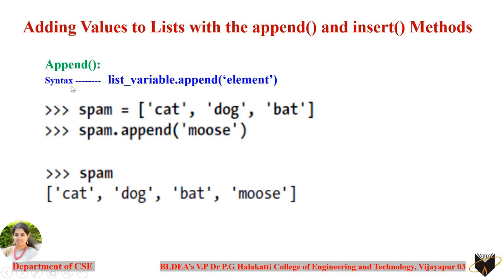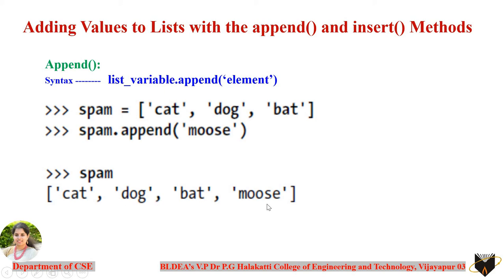The syntax that you need to follow to use append is the list variable name dot append, followed by the element that you want to add. For example, spam is equal to cat, dog and bat. You have already created a list variable spam where you have added 3 elements. To the same list, I just want to add one more element, a mouse. So you use spam dot append, and this is the element that I want to add, mouse. If you print spam, you can see the element has been added.